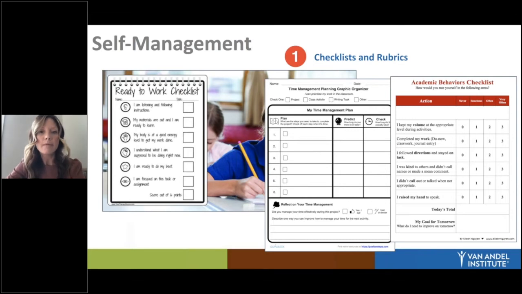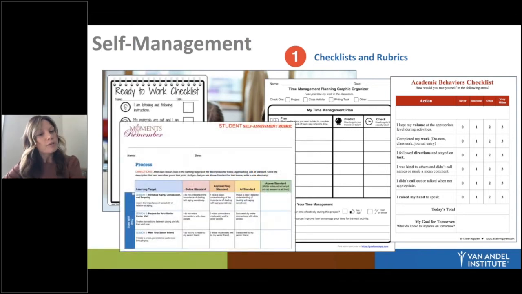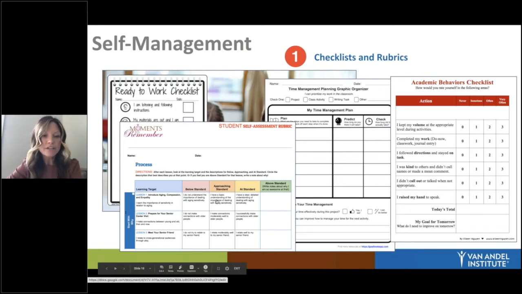And then during projects that go over a prolonged period of time, just having them self-assess on a rubric is really important. So it shows what below standard, approaching standard, and at standard looks like specifically, and then having them rate where they fall. Just a good way to really get them to manage their time, their behavior, and whether they're ready or not to even work.